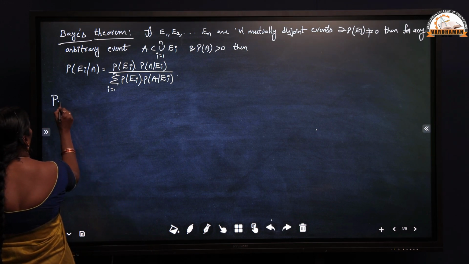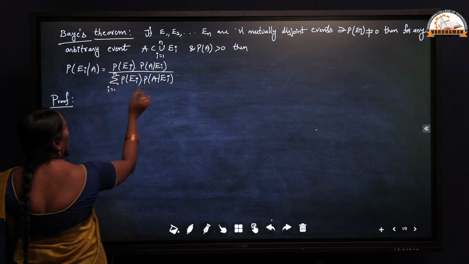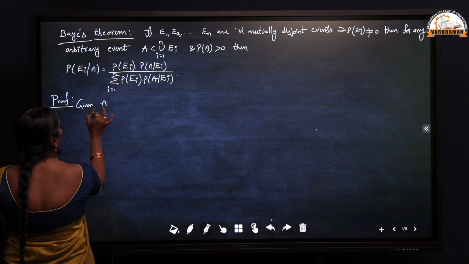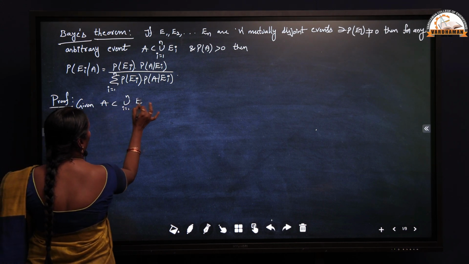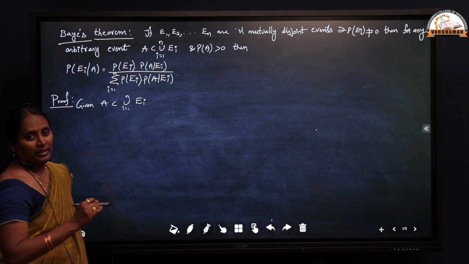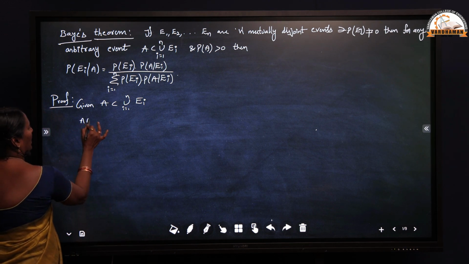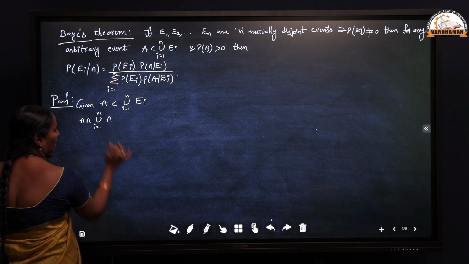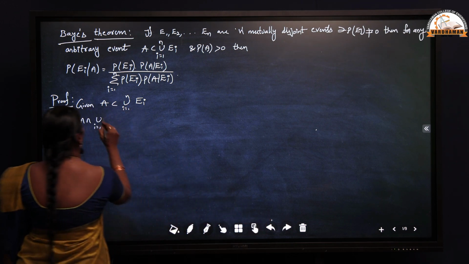Now let us see how to prove this statement. In the given statement they mentioned clearly that A is a subset of the union over i equals 1 to n of Ei. If anything is a subset, then we can write it as A intersection the union over i equals 1 to n of Ei, that is, A intersection union i equals 1 to n Ei.